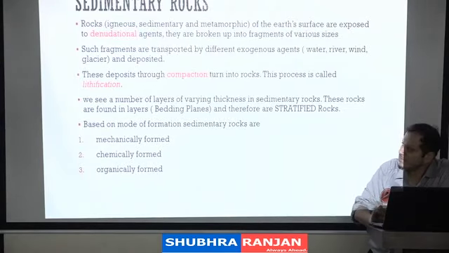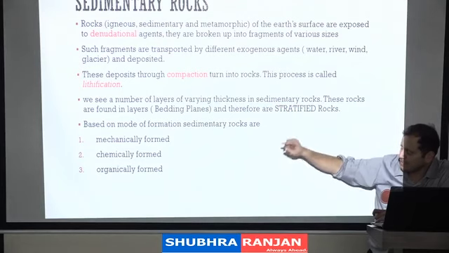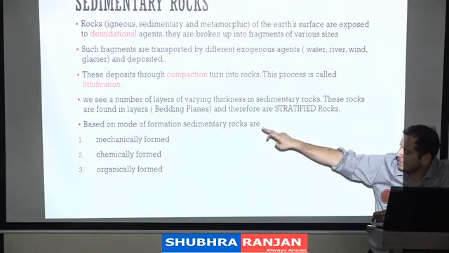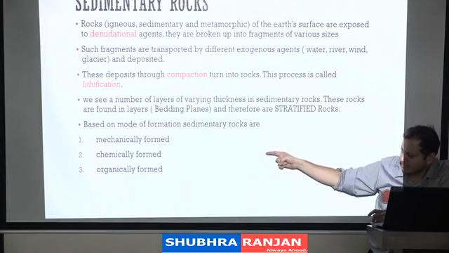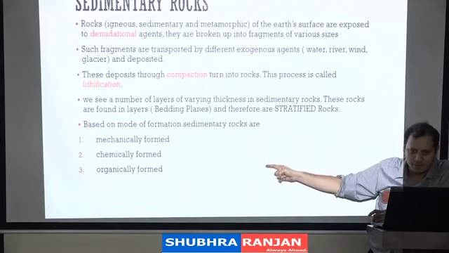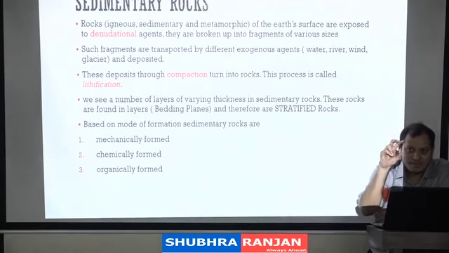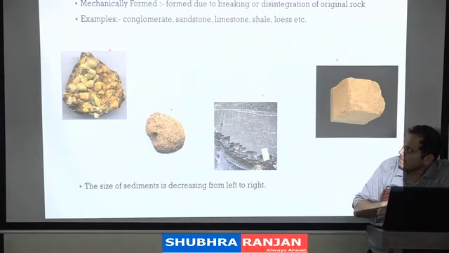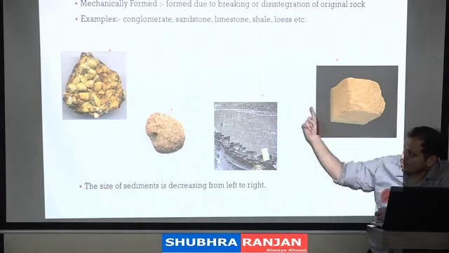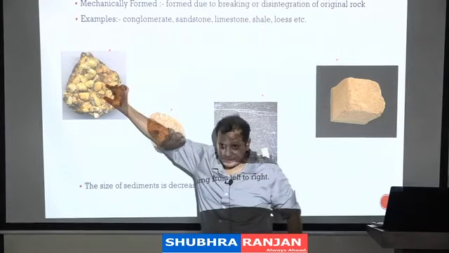Sedimentary rocks, denudational agent, keywords I have highlighted, compaction and lithification. They are found in the bedding planes and therefore they are known as stratified. Three types: mechanically formed, chemically formed and organically formed. Based on this, mechanically formed, we divide it by the size of the grains from larger to smaller. So on the size of the grains, mechanically formed sedimentary rocks are conglomerates, because the size of the sediments is bigger.